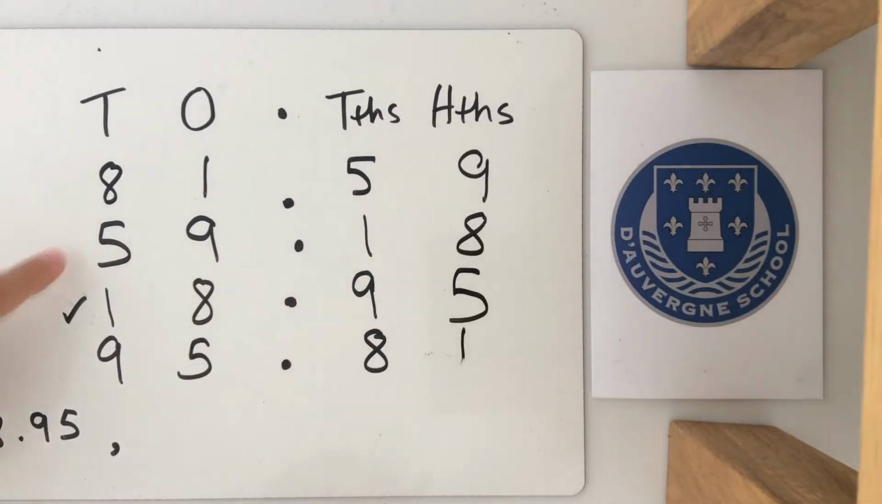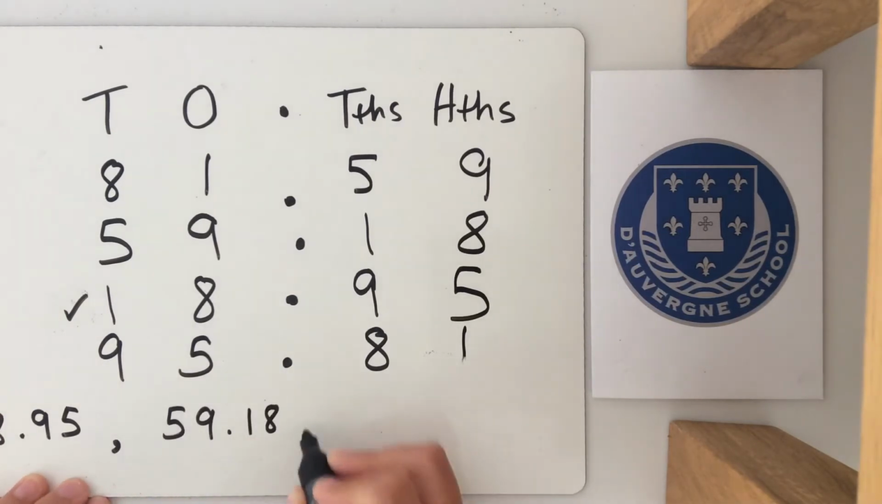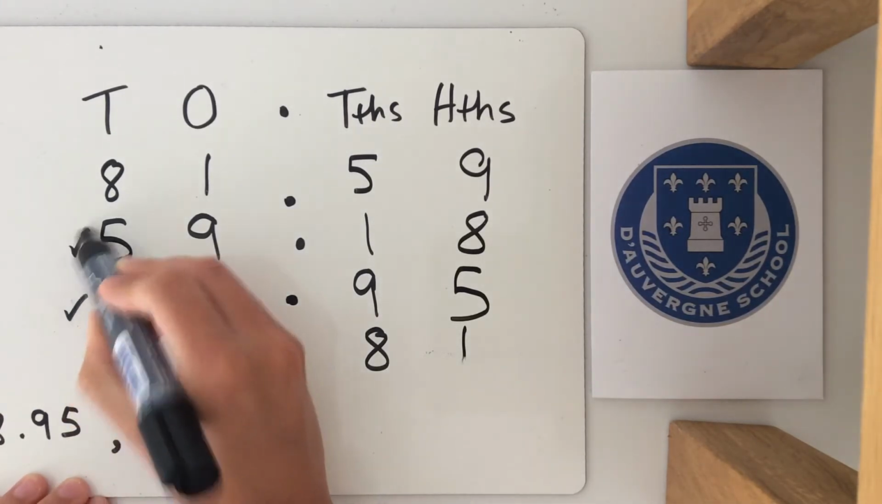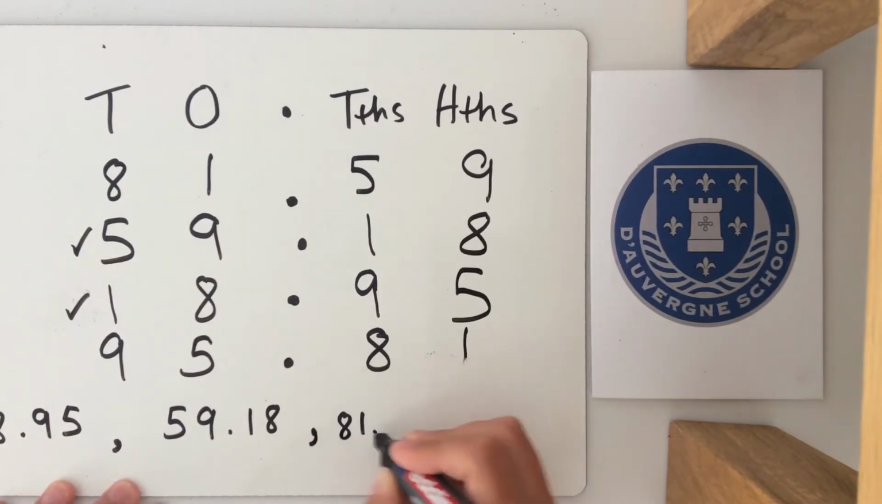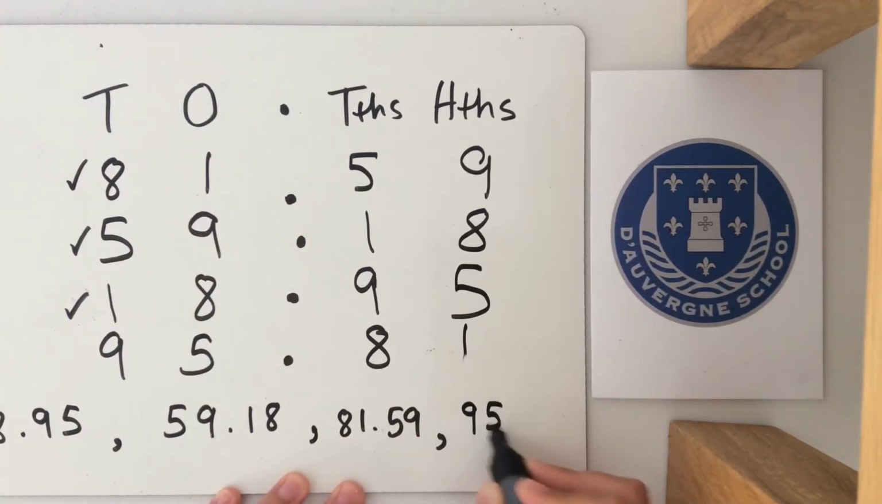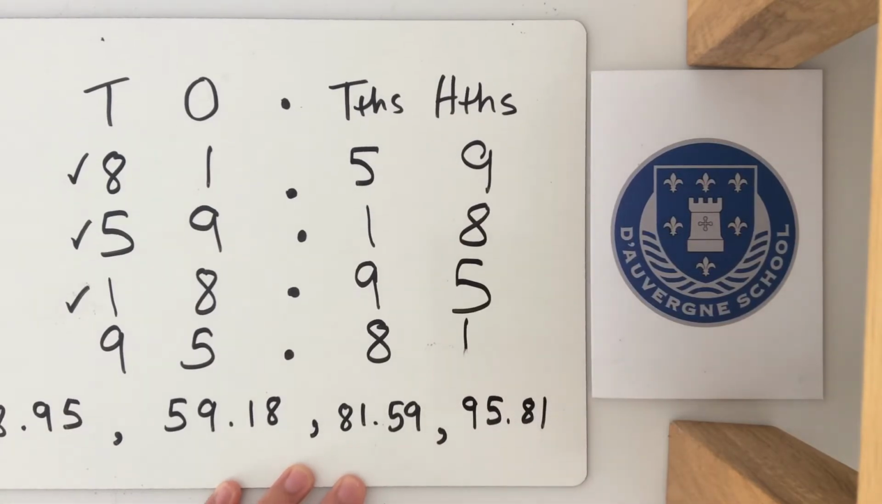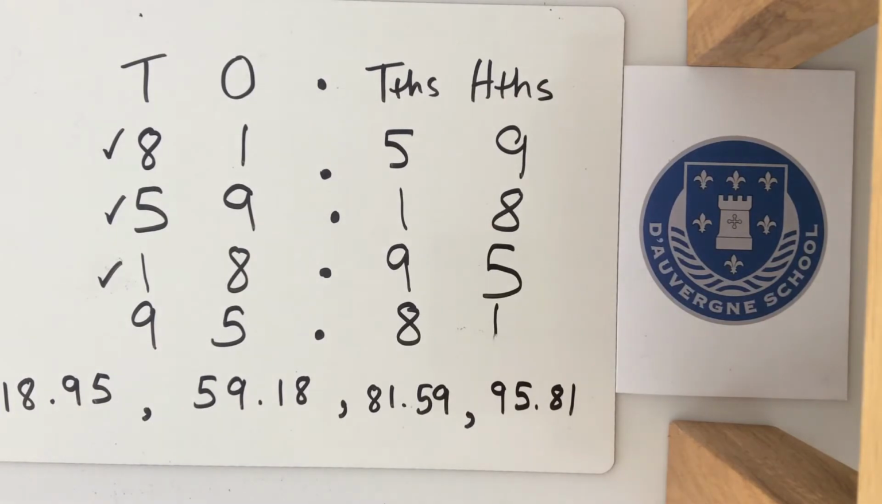The next smallest in my tens column, I've got 8, 5 and 9. The next smallest would be 59.18, comma. Then we've got 8 and 9, so 8 is smaller than 9, so it's 81.59. And last but not least, my greatest number is 95.81. Okay, so I want you to have a go at doing that for your 4 numbers.